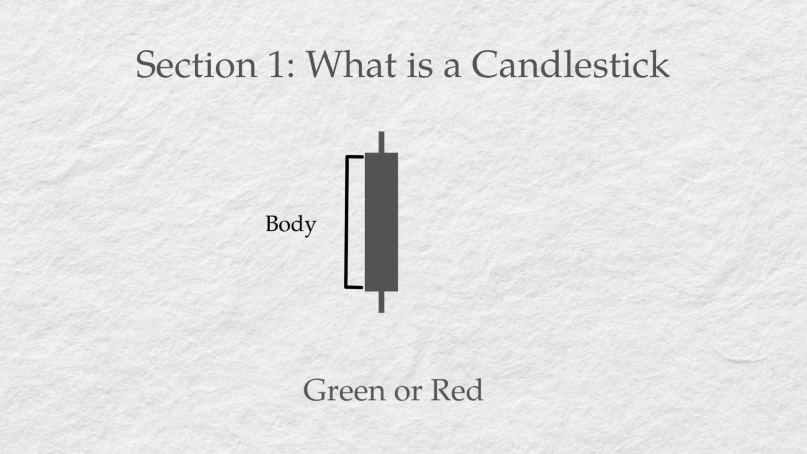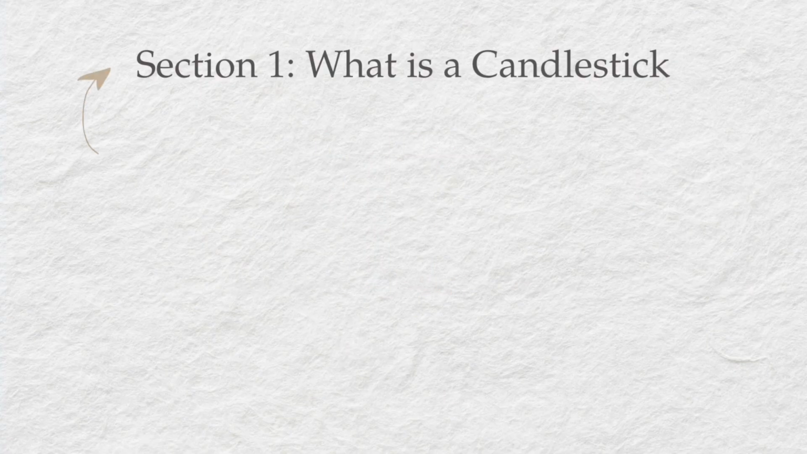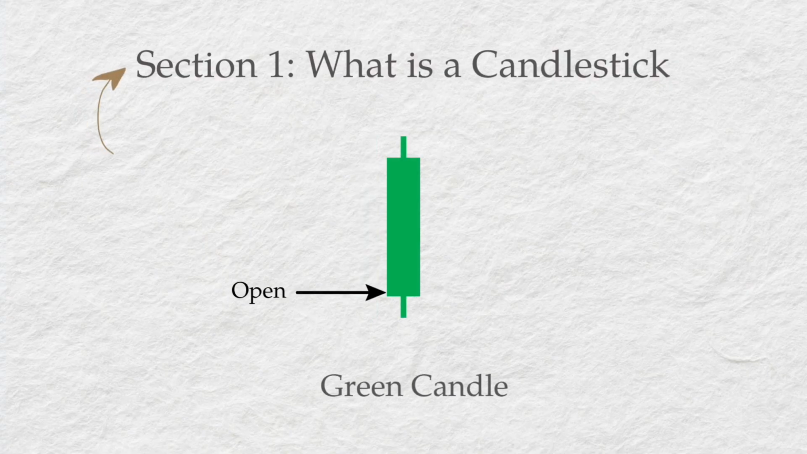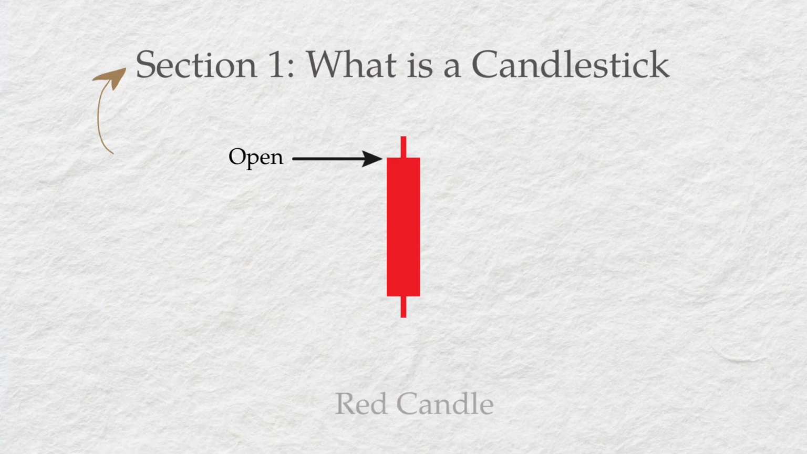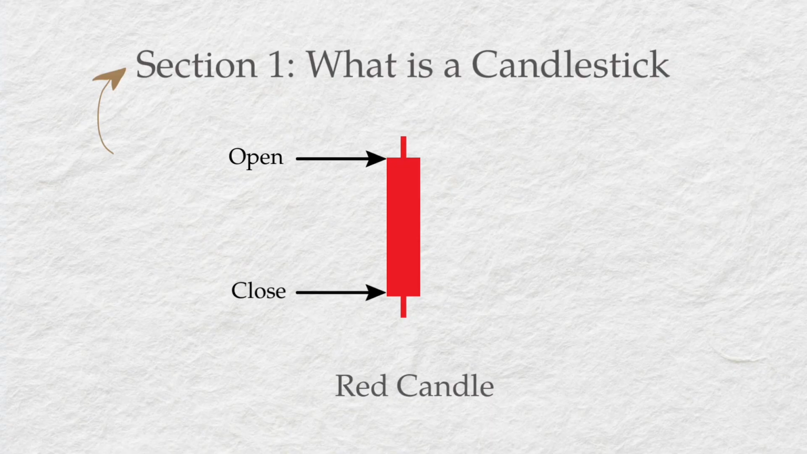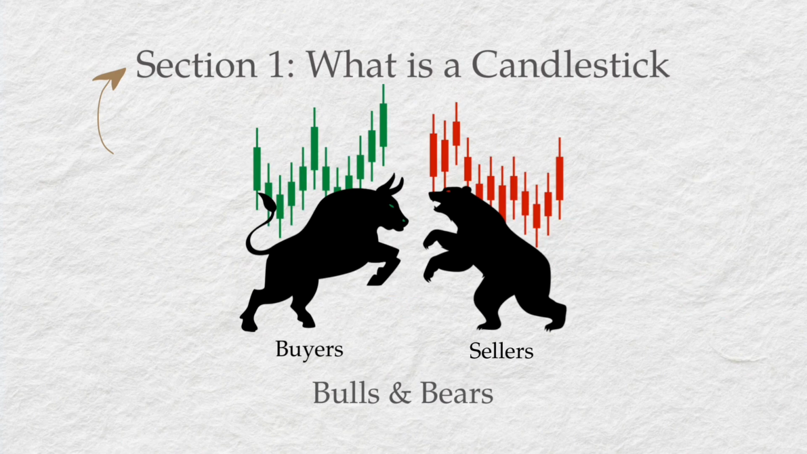The bodies of the candles show where price opened and closed. For green candles, the closing price is always higher than the open price, which means buyers finished in control within the time frame you selected. If the closing price is lower than the open price, the candle will be red, which means the sellers finished in control within the time frame you selected. Buyers are called bulls and sellers are called bears.